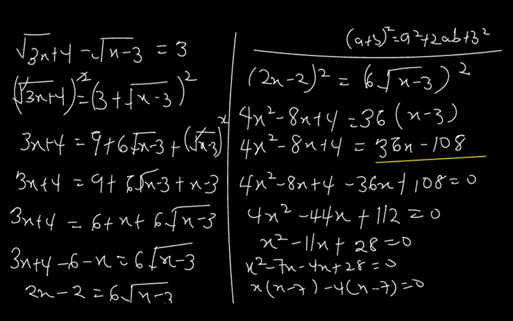So let me quickly get a small area over here, sorry about that. So we have x minus 4, then x minus 7 is equal to 0. So our x value will be either 4 or what? 7. So yes, this is basically how we solve a radical equation.